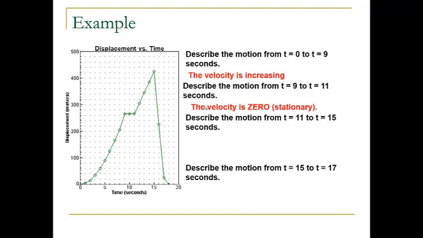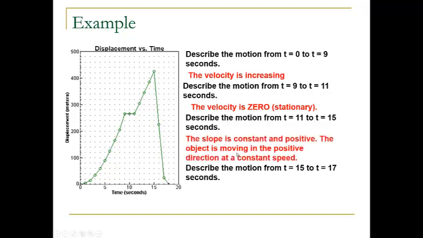Then if you look at this 11 to 15 seconds section, look again at your slope. Now you have a nice constant slope. So your slope is constant and positive. If your slope is positive, that means your velocity is positive, which means you're moving in the positive direction. So you're moving in the positive direction at a constant speed.